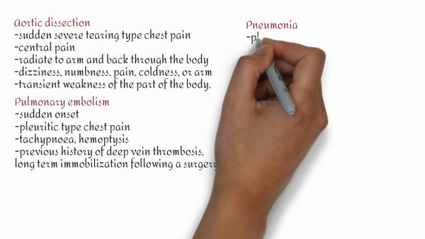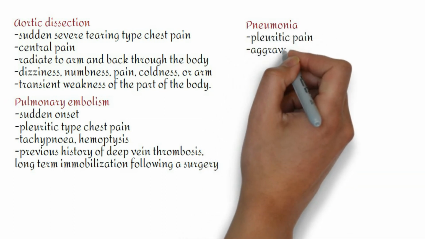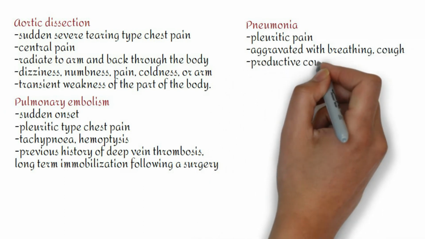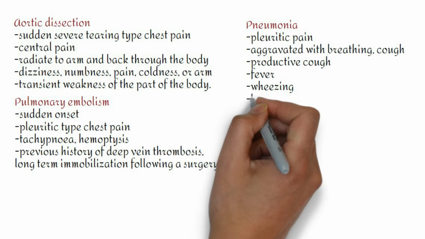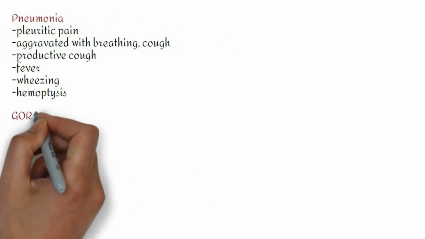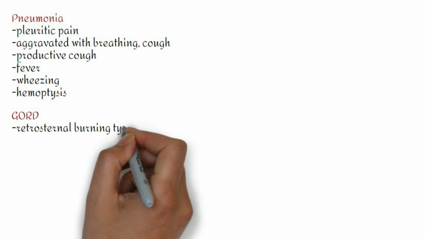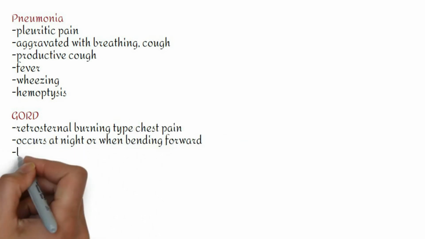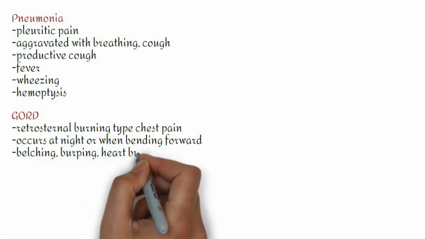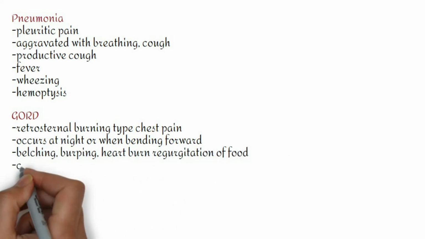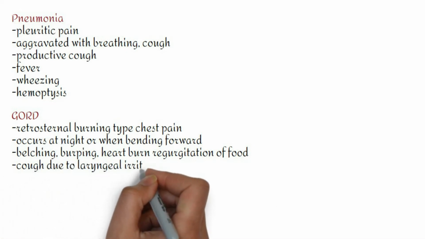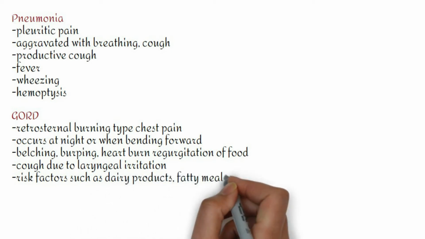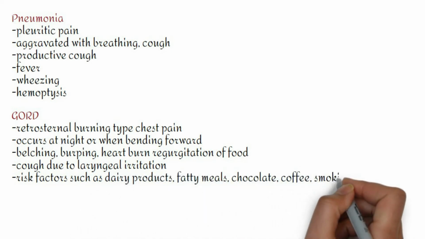Pneumonia. Pleuritic pain. Aggravated with breathing, cough. Productive cough. Fever. Wheezing. Hemoptysis. Gastroesophageal reflux disease. Retrosternal burning type chest pain. Occurs at night or when bending forward. Belching, burping, heartburn, regurgitation of food. Cough due to laryngeal irritation. Risk factors such as dairy products, fatty meals, chocolate, coffee, smoking, alcohol, nonsteroidal anti-inflammatory drugs.